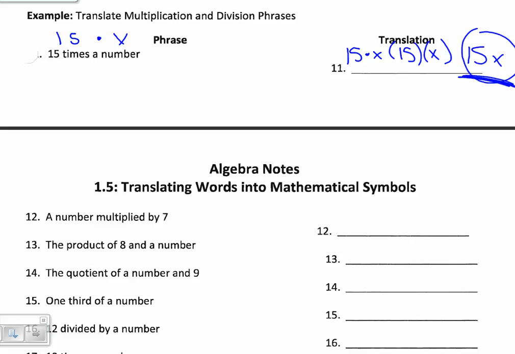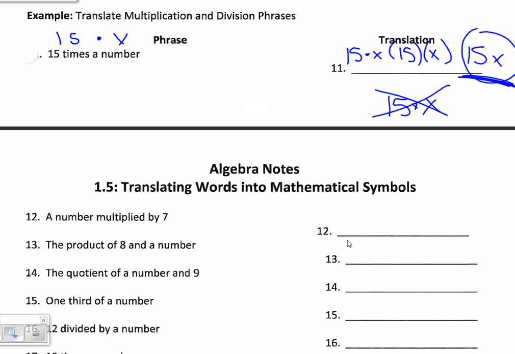But this shows why we can't use x as a multiplication sign. Because if I use x for a multiplication sign, it'd say 15 times x. Well, now I have too many x's here. I don't know what is what. So please do not do that. We're just going to stick with 15x. We know when they're right next to each other, it means multiplication.